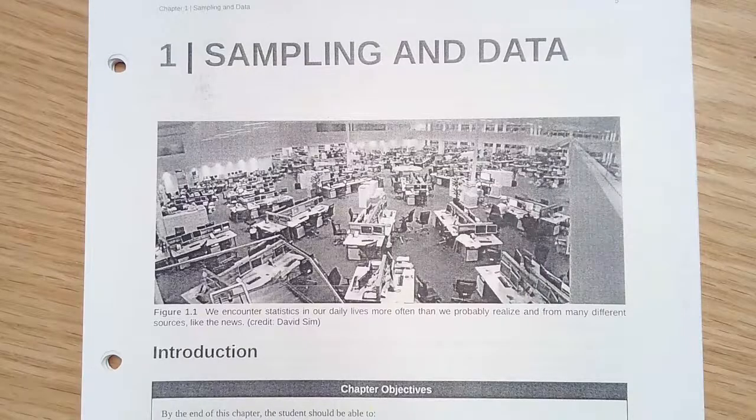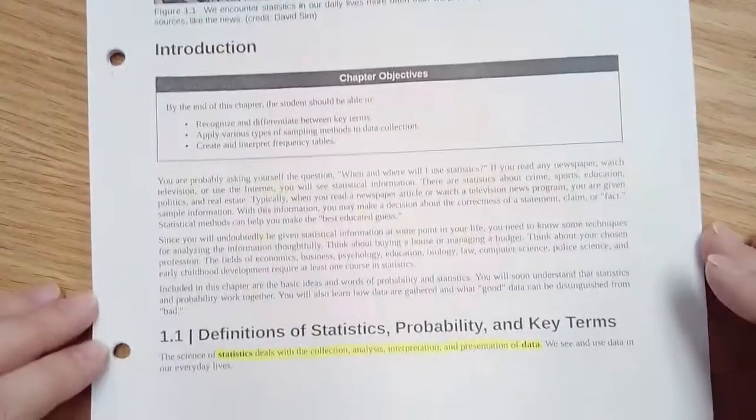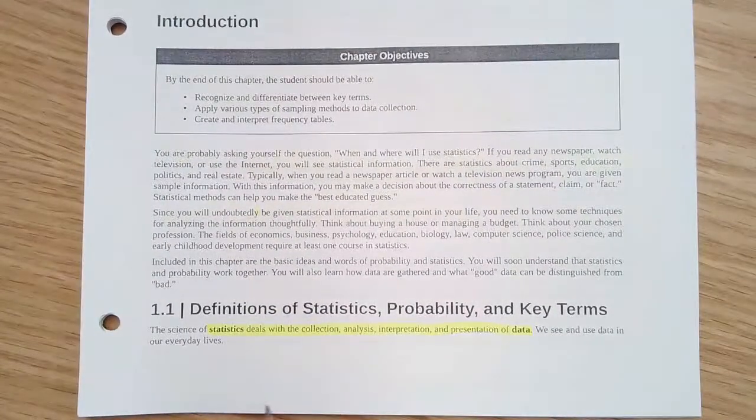This is the reading guide for Chapter 1. All right, so we're going to start with sampling and data. This is Chapter 1, Section 1. And down here at the bottom is our definition of statistics. Statistics deals with the collection and the analysis, interpretation, and presentation of data.